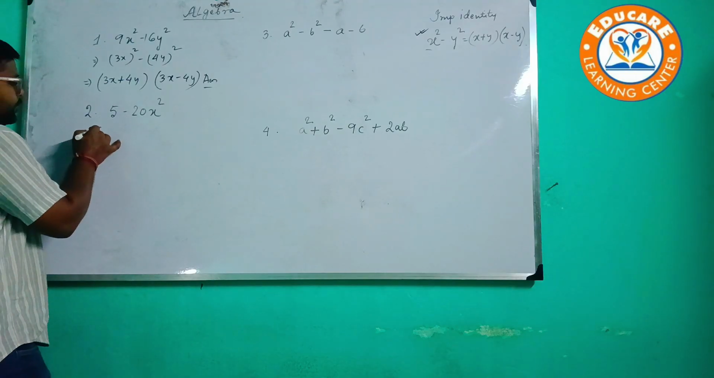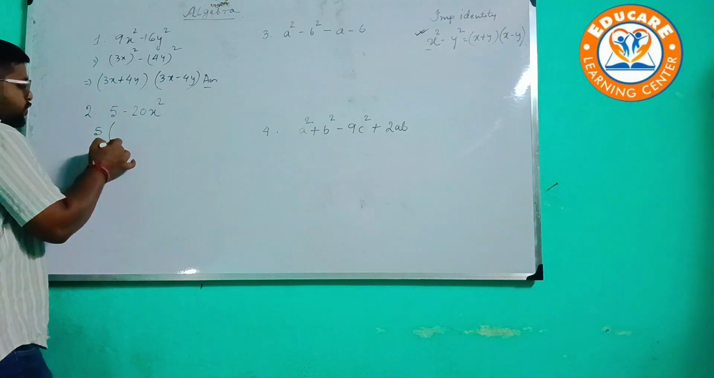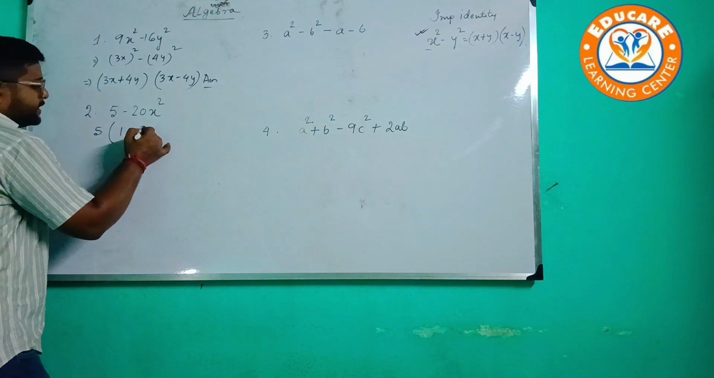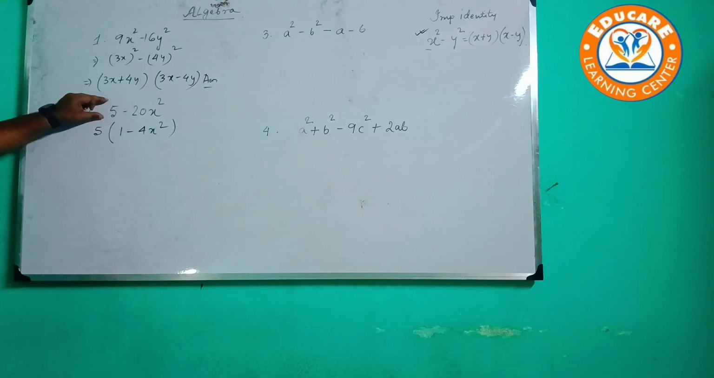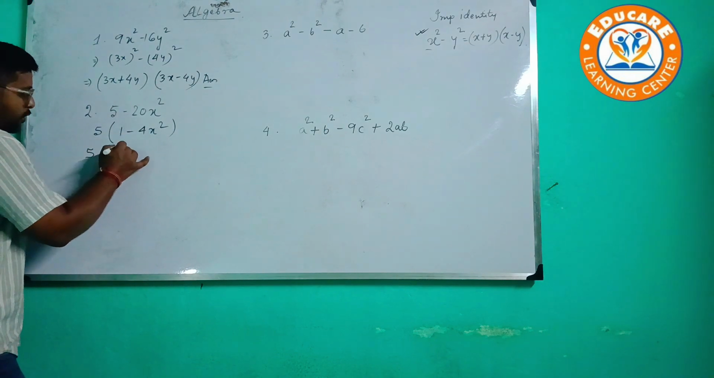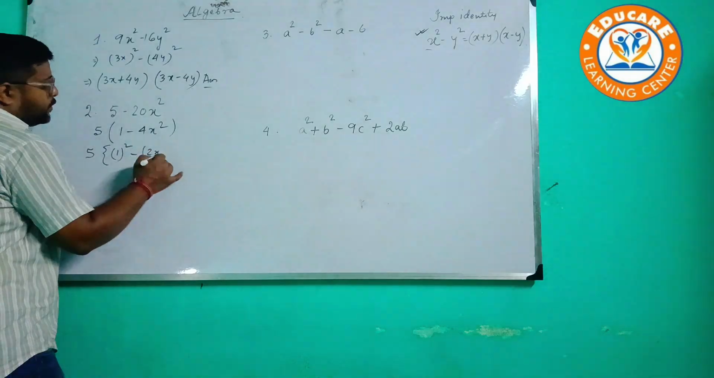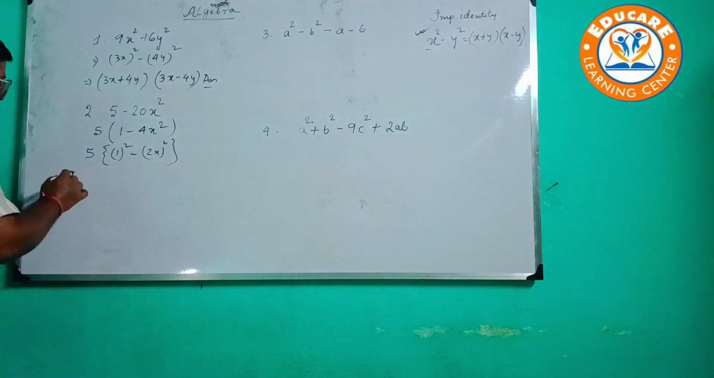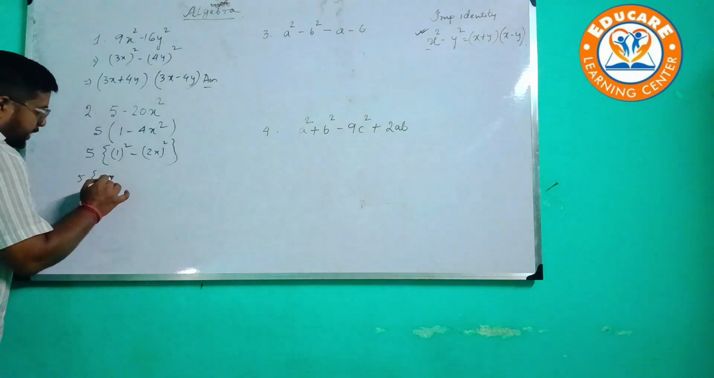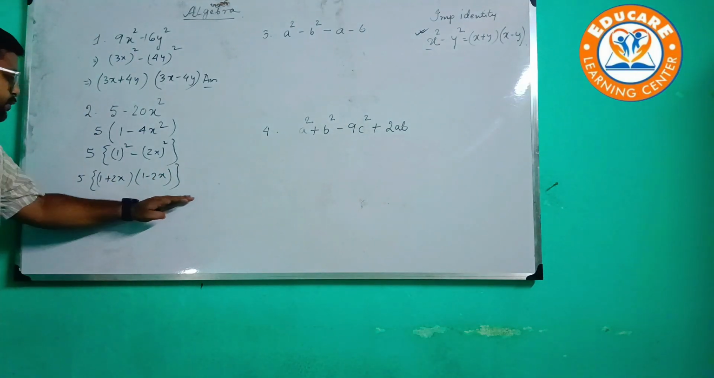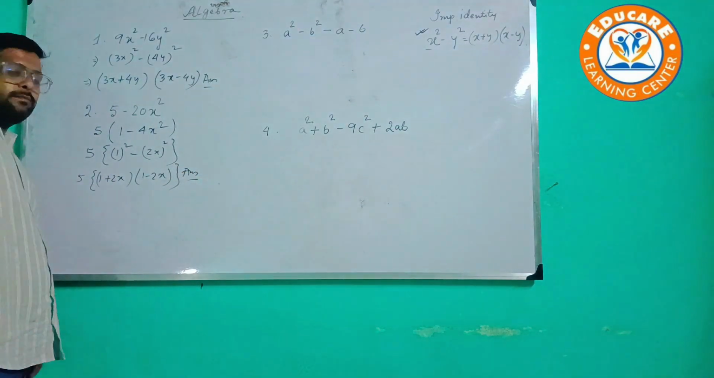Let's see what we can take common. 5 and 20, we all know we can take 5 common. So after taking 5 common, what do we remain with? From 5, 5 goes 1, minus, and from 20, 5 goes 4x square. So after taking 5 common, we are getting 1 minus 4x square. Now I think you can convert 1 into the form of x square, and 4x square we can write as 2x whole square, just like we did in the previous part. So now this is x square minus y square. Just put the values: 1 plus 2x, that is x plus y, and 1 minus 2x, that is x minus y, and this will be our complete answer for question number 2.